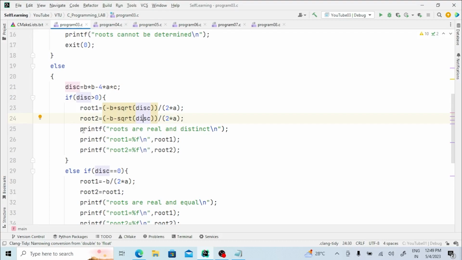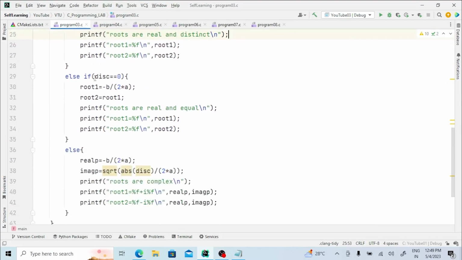So here we will give an instruction to the user that the roots are real and distinct, and then we are going to print the results as root 1 is equal to root 1 and root 2 is equal to root 2 by using the %f format specifier.